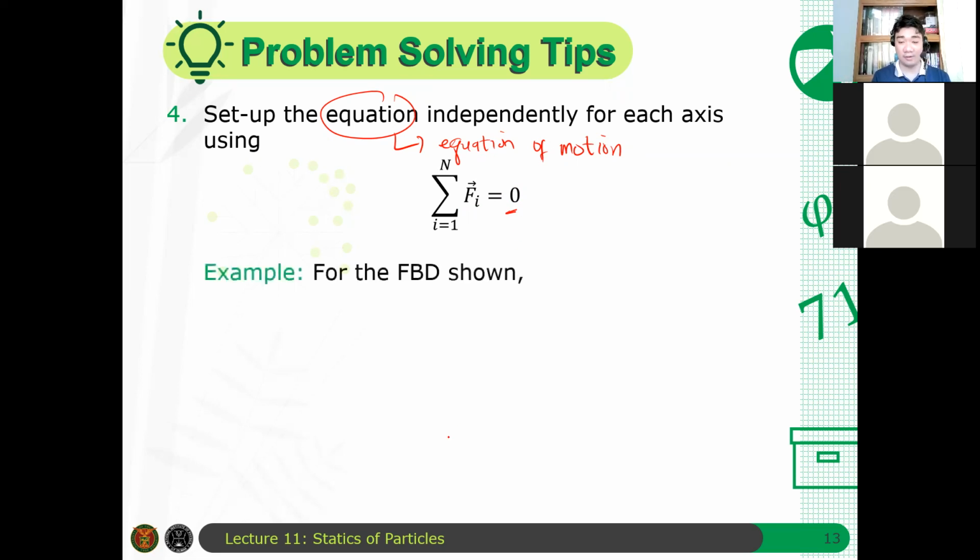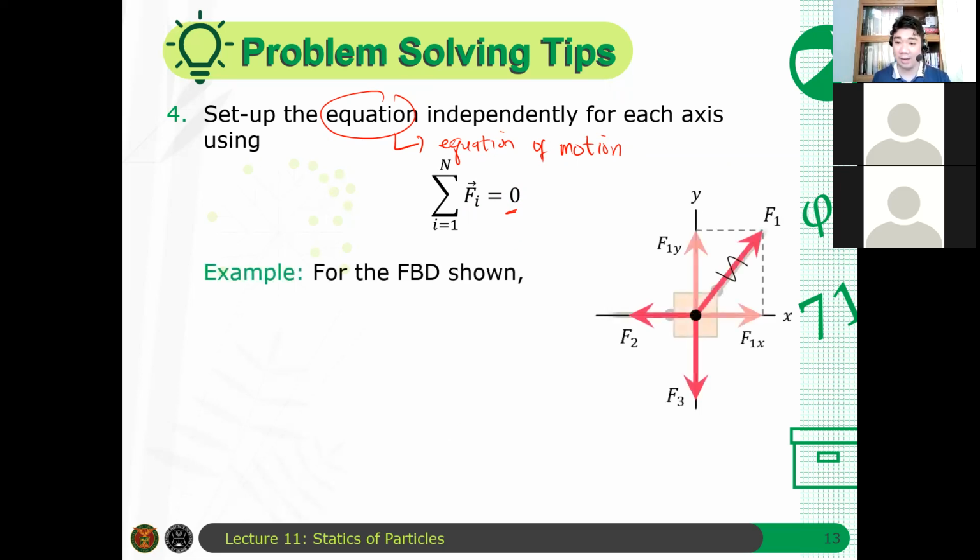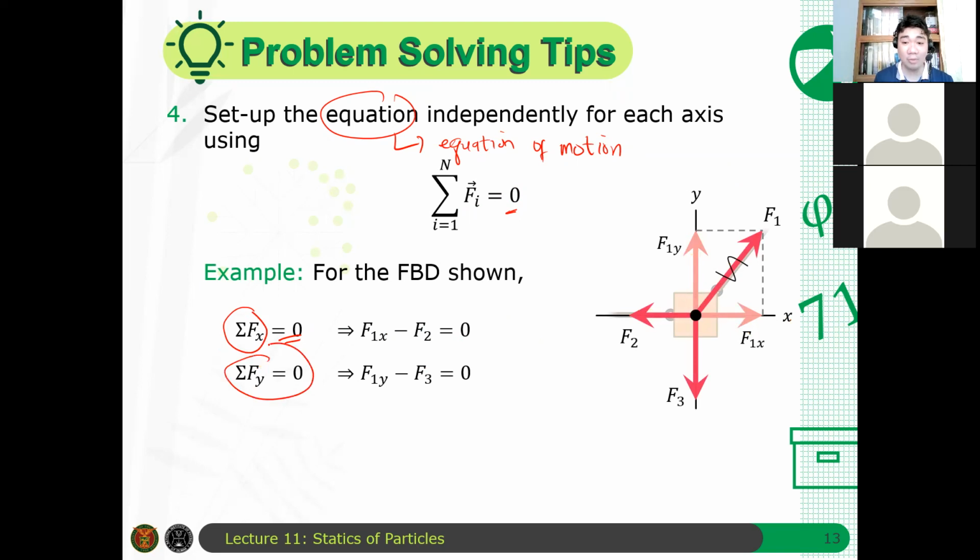And then, for the FBD shown like this one, assuming that positive x ang to the right, positive y ang upward, we get these two equations here. Summation of forces acting on x equals 0, giving us f1x minus f2 is equal to 0. Summation of forces acting on y equals 0, we get f1y minus f3 is also equal to 0. Okay, so we have two equations here.